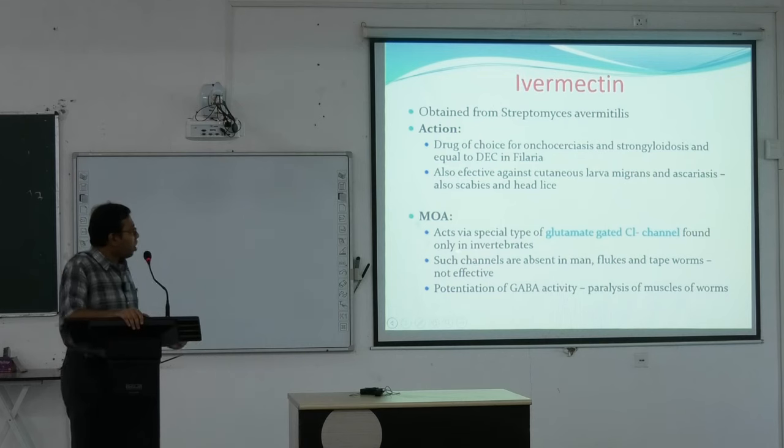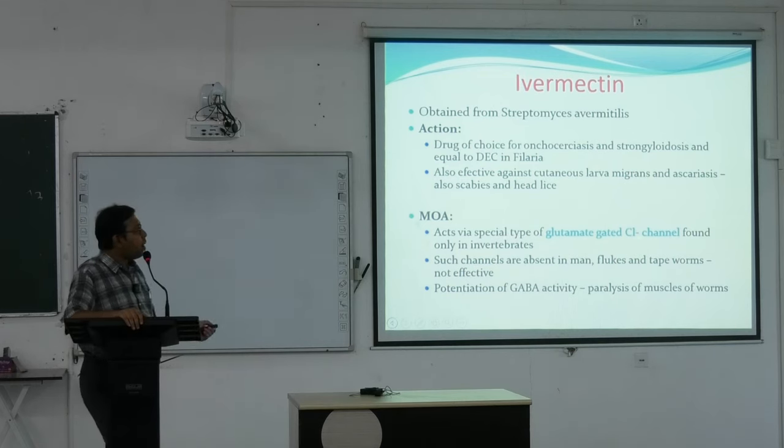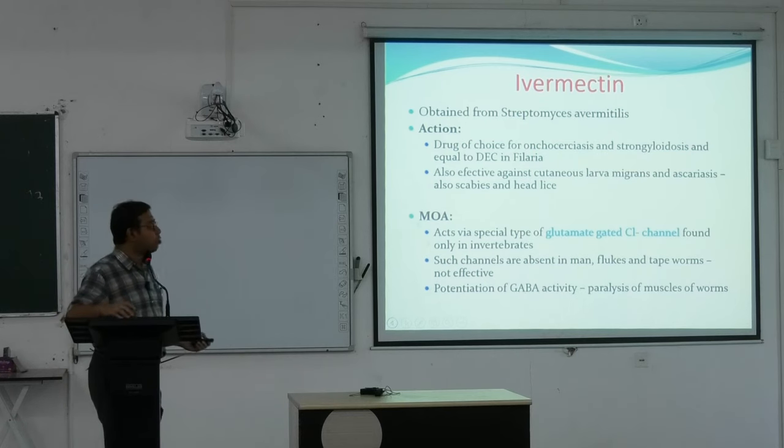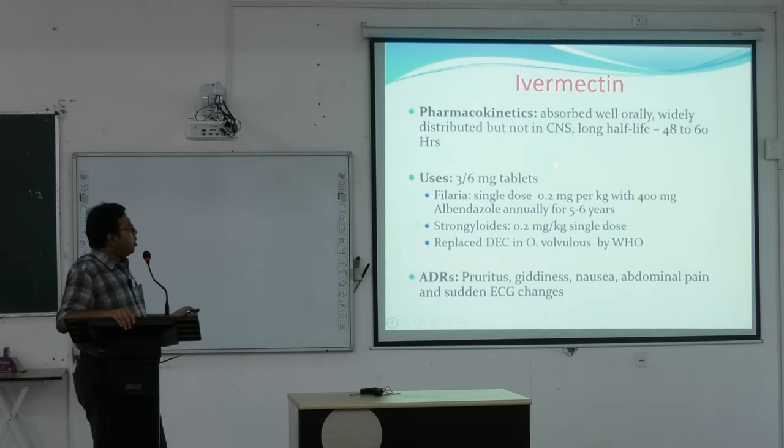Ivermectin is an oral drug. It acts by a special type of glutamate-gated chloride channel found only in invertebrates. That is, only in these worms are these glutamate-gated chloride channels present. They act via this. This is absent in man, but it is also absent in the flukes and tapeworms. That's why for flukes, that is the trematodes, and tapeworms, we cannot use ivermectin. Ivermectin is only used for filariasis, onchocerciasis and strongyloidiasis. Potentiation of GABA activity ultimately paralyzes the worm muscles and they are expelled out. They are absorbed well.